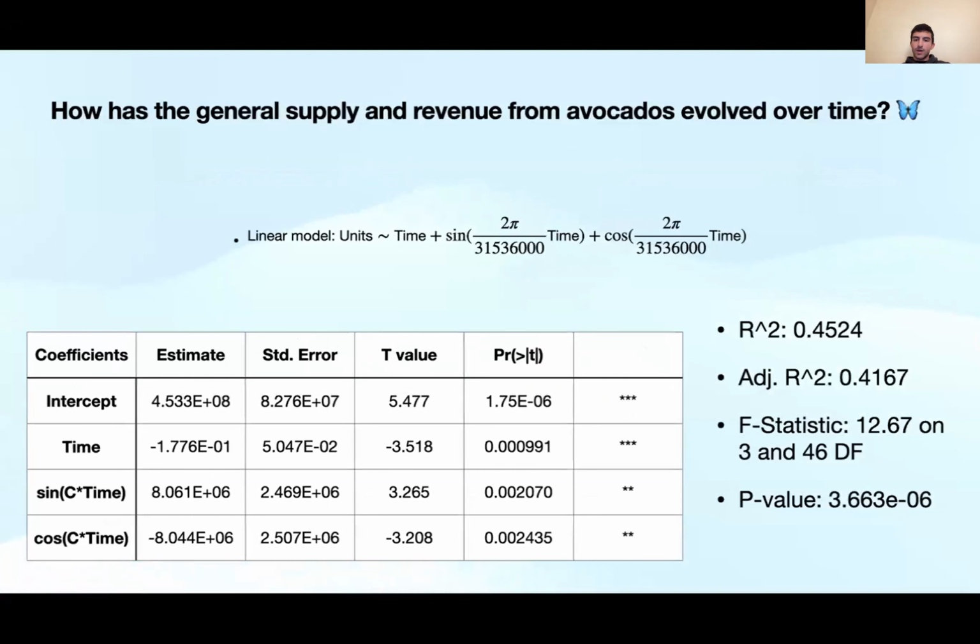And this model has a better R-squared value of 0.45, and most of the coefficients are significant. The coefficient in front of time is still negative. So basically, avocado sales in the U.S. have been going down slightly over the past couple of years.